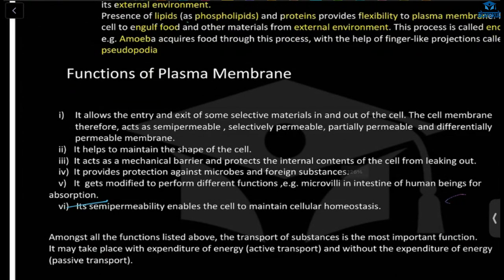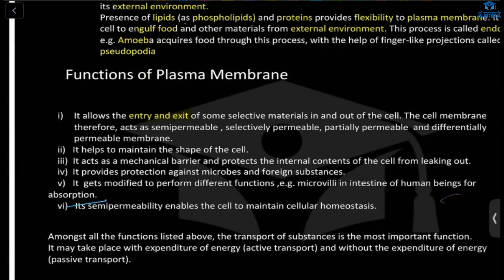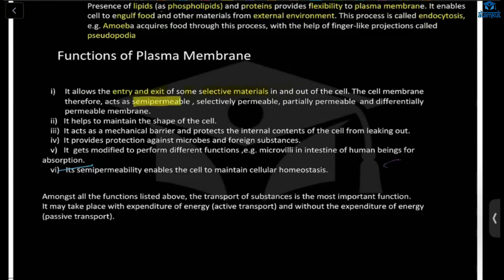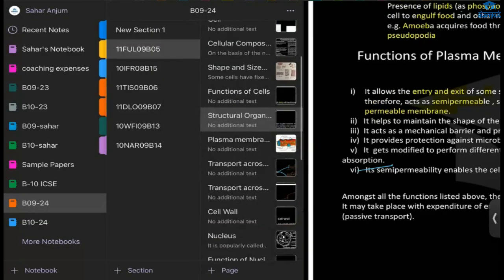It allows the entry and exit of selective materials. So plasma membrane will act as what? Semi-permeable, selectively permeable, partially permeable and differentially permeable membrane.